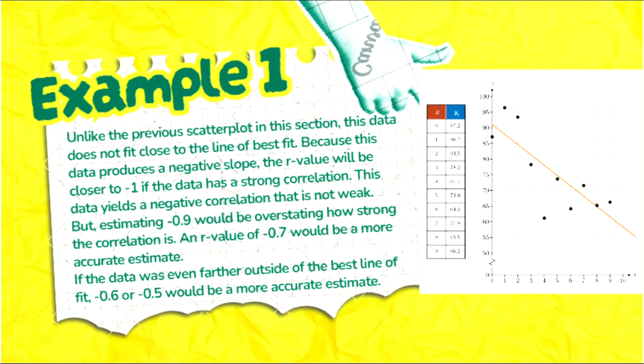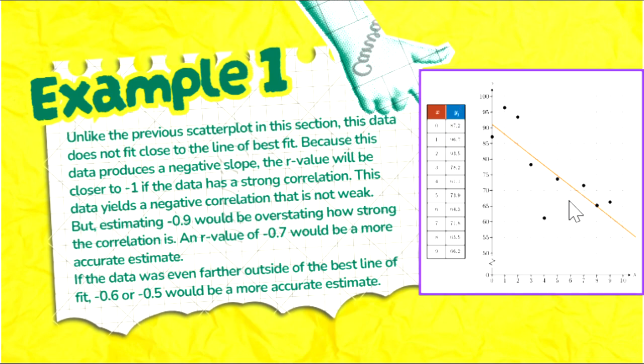So unlike the previous scatter plot in this section, this data does not fit close to the line of best fit. These points are much further away, okay? Because this data produces a negative slope, you can see because it's going down when you go from left to right, okay? It's negative. The R value will be closer to -1 if the data has a strong correlation. So if all those dots are close to the line of best fit, it's going to be close to -1. But it's going to be a negative number no matter what because it is a negative slope.